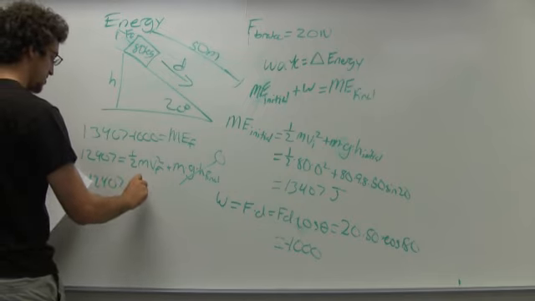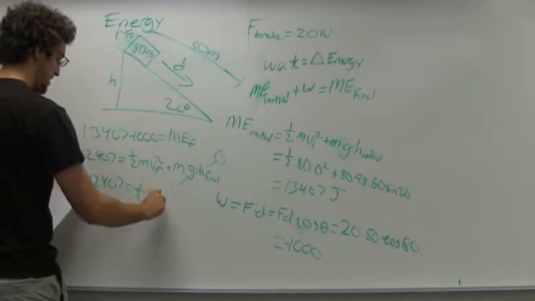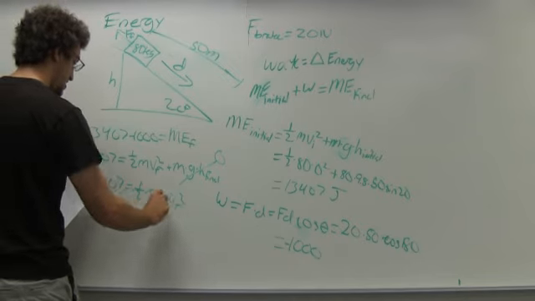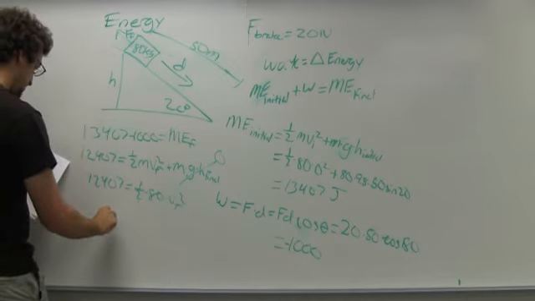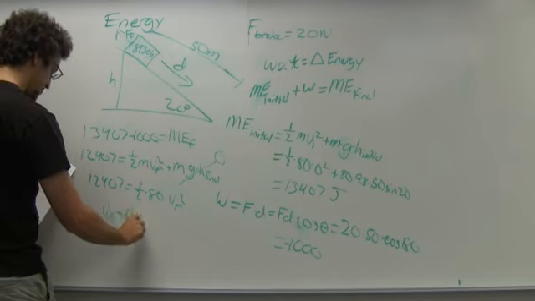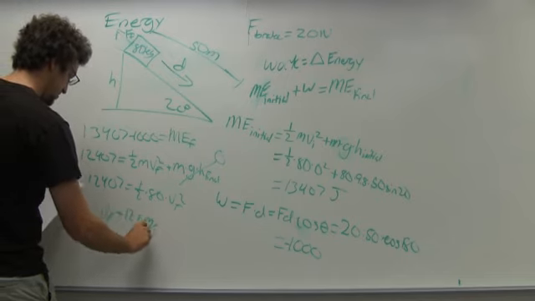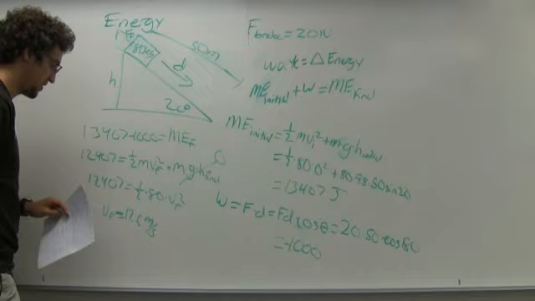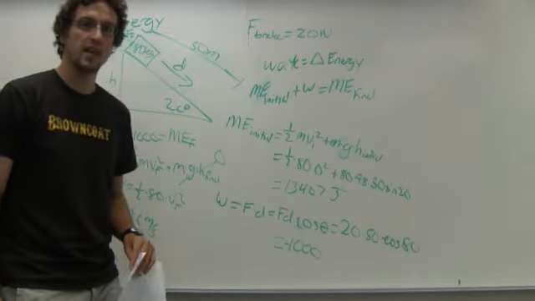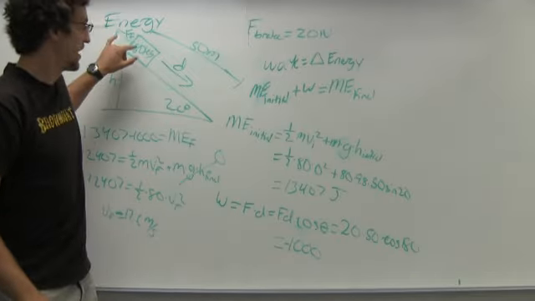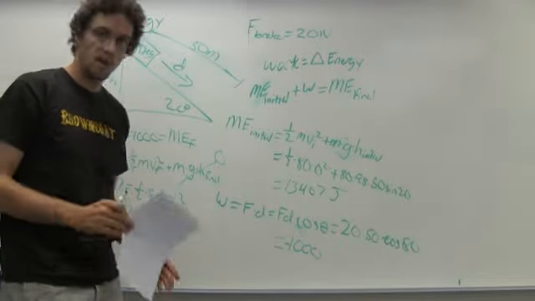So we get 12,407 equals 1/2 times 80 times v final squared. We solve that to get v final equals 17.6 meters per second. That's the velocity of the sled at the end. This is due to the change in height. All right, there you go.